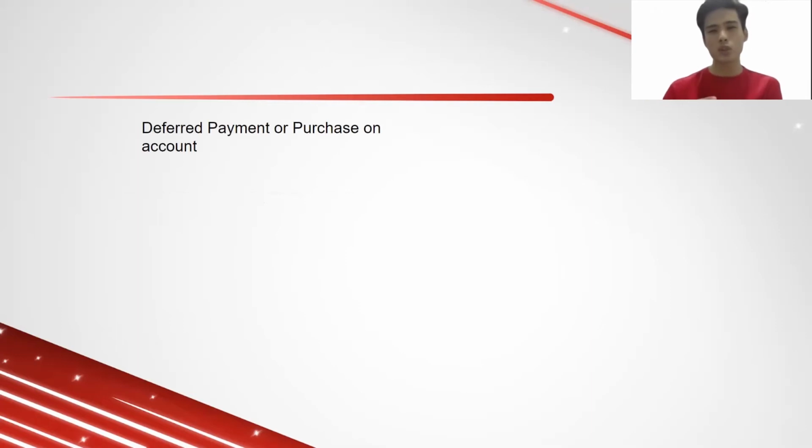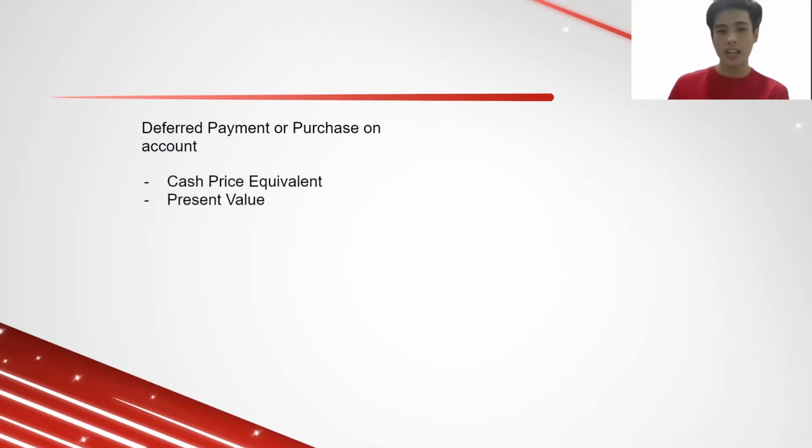Now, the next mode, which is deferred payment, is when an entity enters into a contract and pays for a plant asset in installments, and it usually uses notes receivable. Now, cost is measured in two ways. The easy way is the cash price equivalent. I say it's easy because if cash price equivalent is mentioned anywhere in the problem, that's it. That's the cost. You just copy it right off the bat.